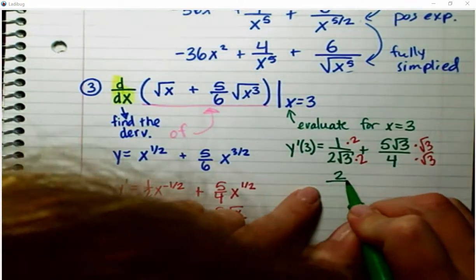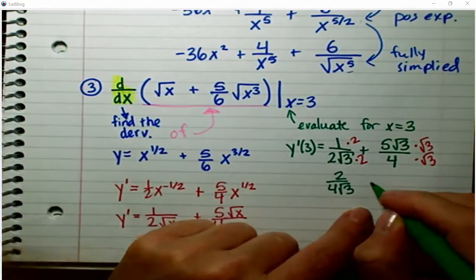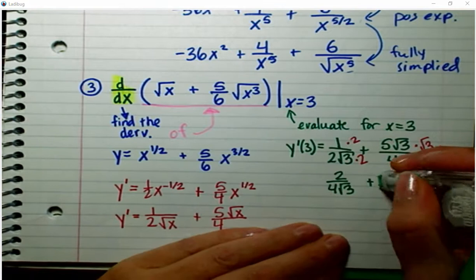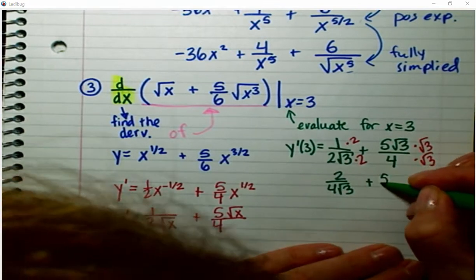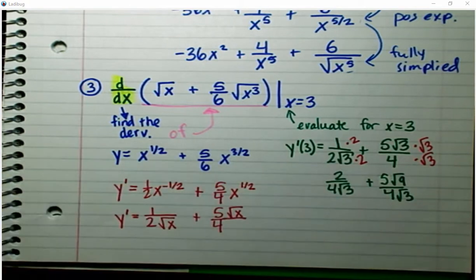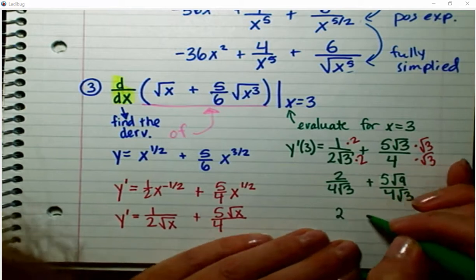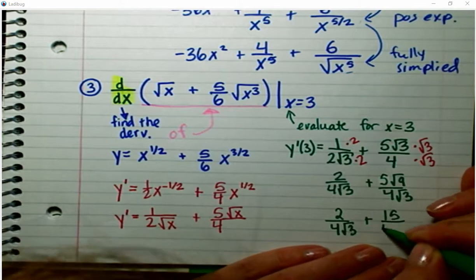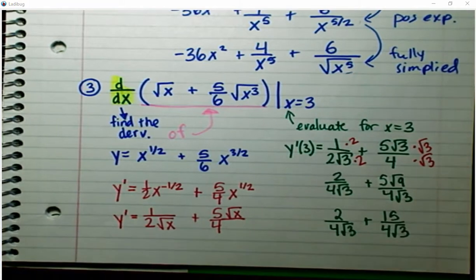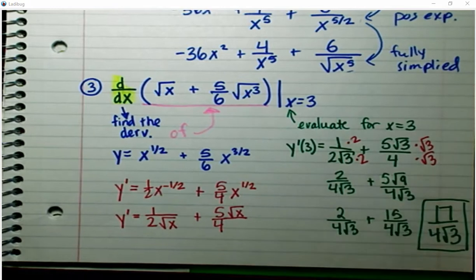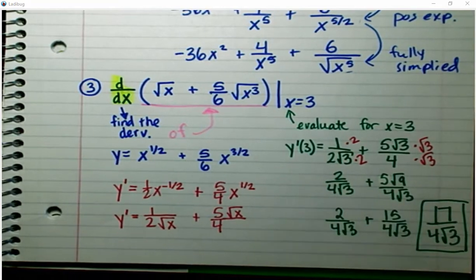Okay, so we get 2 over 4 root 3, and then we get 5 root 9 over 4 root 3. Okay, so this is 2 over 4 root 3 plus 15 over 4 root 3 equals 17 over 4 root 3. Yes, you can leave the radical in the denominator.